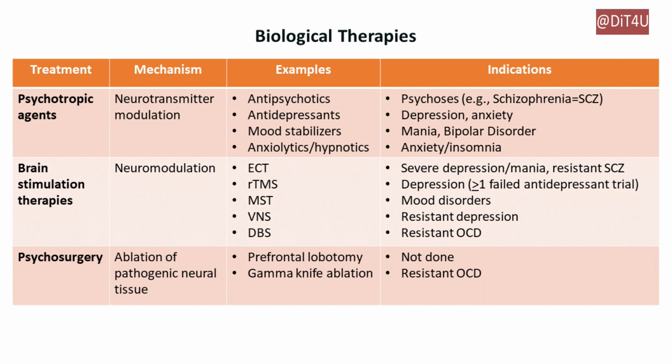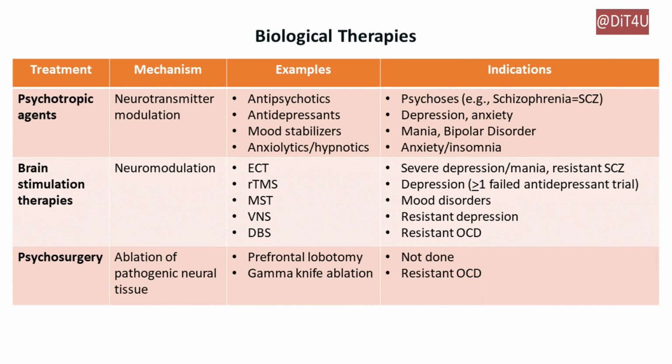DBS, deep brain stimulation, is absolutely the last resort in treatment-resistant OCD, very, very disabling, severe OCD, not responding to multiple medication trials. Only then go for DBS because it's a pretty invasive therapy. Psychosurgery, obviously, involves invasive surgeries: ablation of pathogenic neural tissue. Brain tissue itself is removed, whatever we think is causing the illness, okay? So only that particular area.